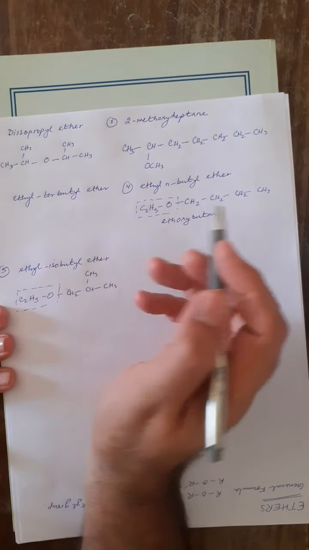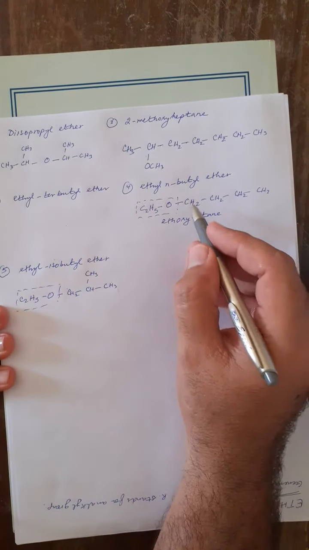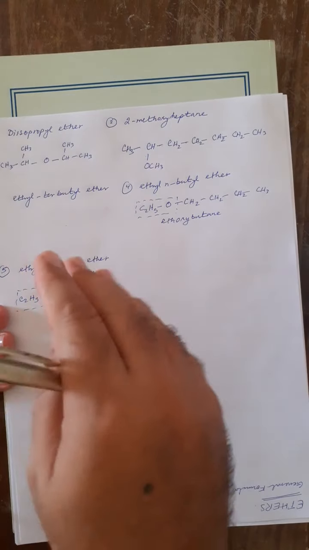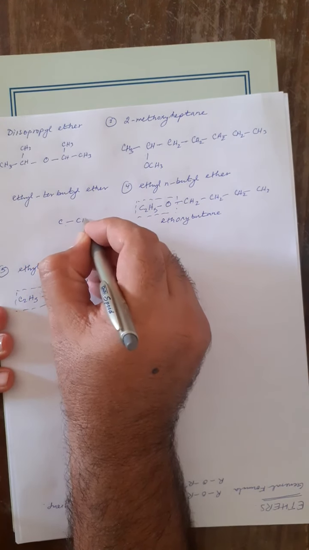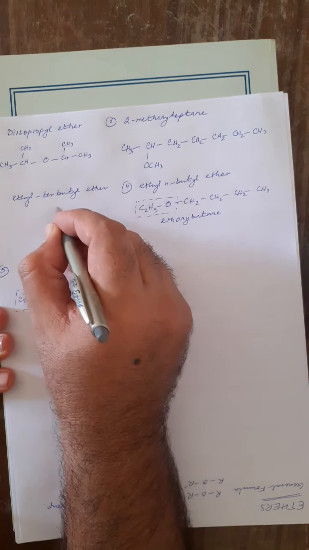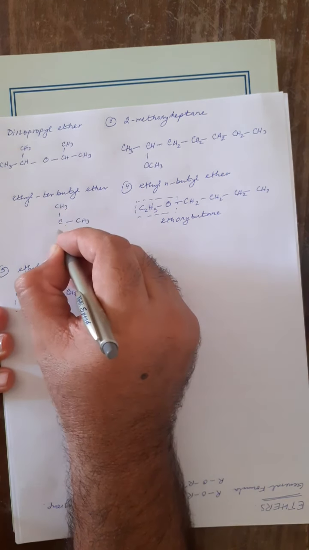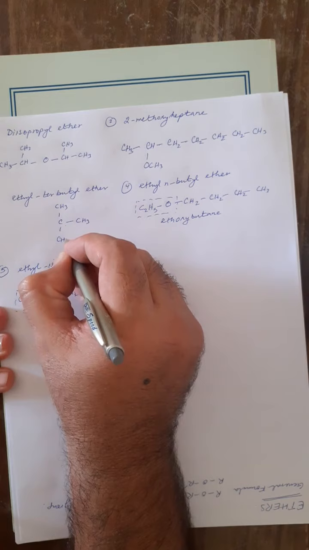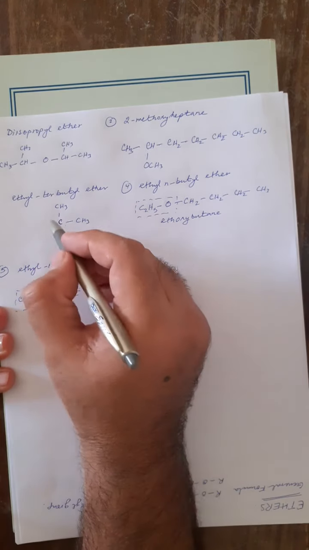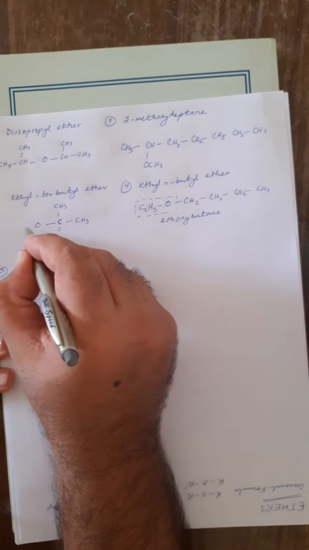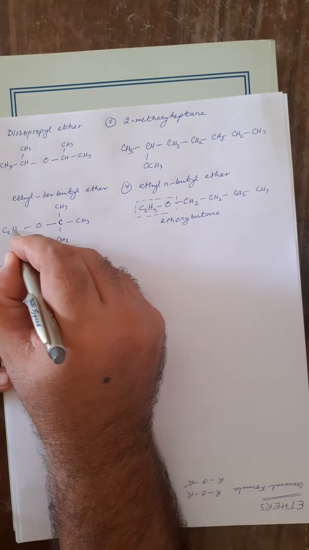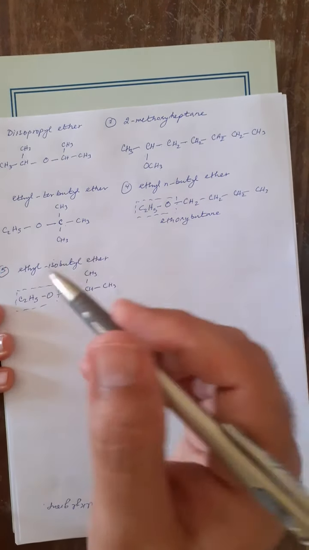And here, tertiary butyl. Now, n-butyl, isobutyl, tertiary butyl is even different. Tertiary butyl is, again, 4 carbons, but the carbon in the center is bonded to 3 carbons. And that's a tertiary carbon, you know? R, R, R. This is tertiary butyl, and the O and the ethyl. You can see the difference.